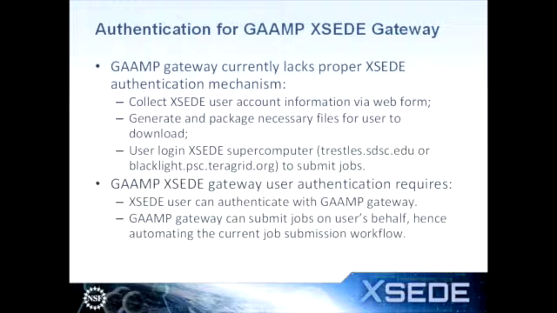So for the GAAMP XSEDE gateway, the user authentication would require two things. First, we want the XSEDE user to be able to authenticate with the gateway. Secondly, we want the GAAMP gateway to be able to submit jobs on the user's behalf, so that the user doesn't have to do the manual steps of downloading the tarball, logging into their supercomputer and submitting jobs, and also so that we can automate the whole job submission workflow.